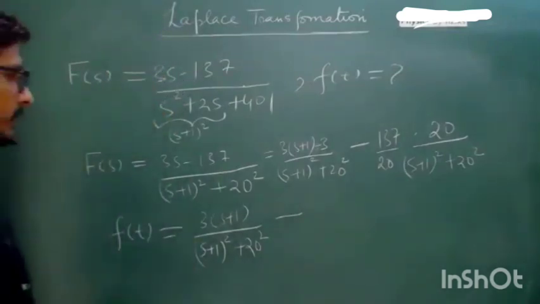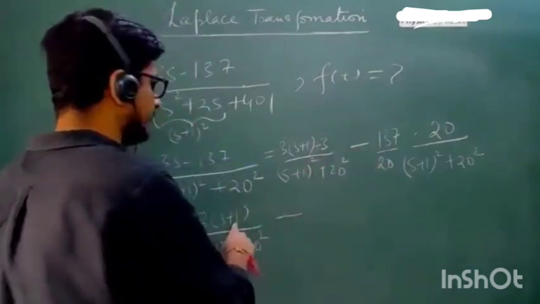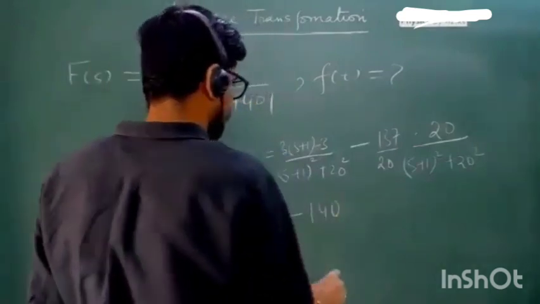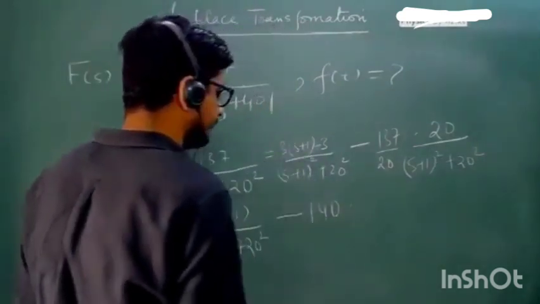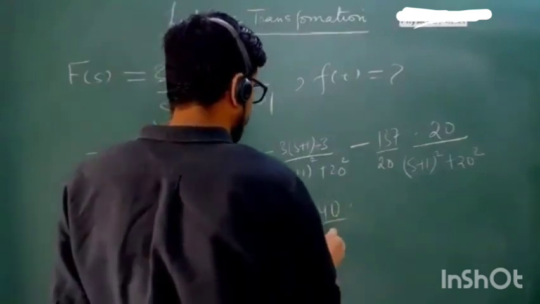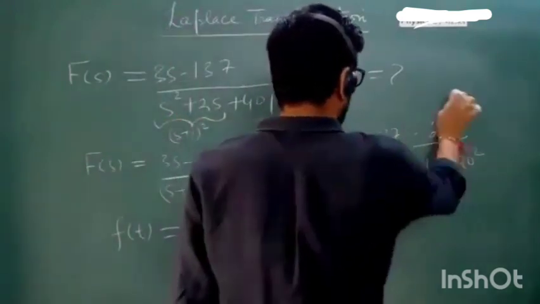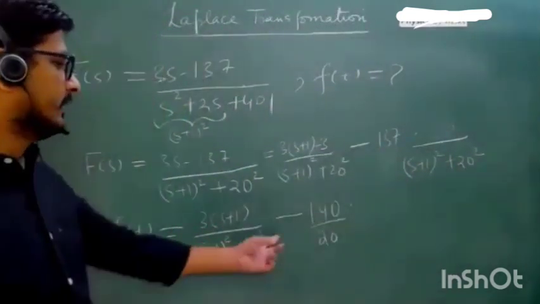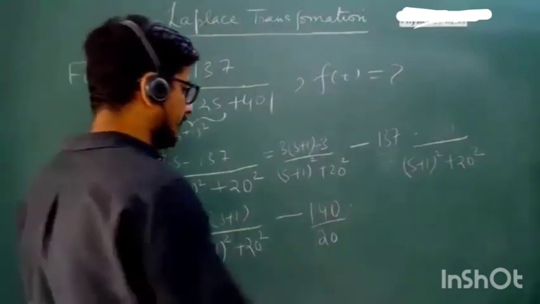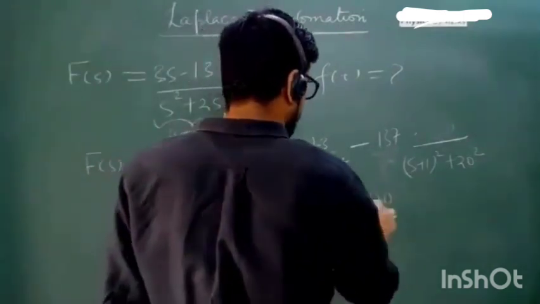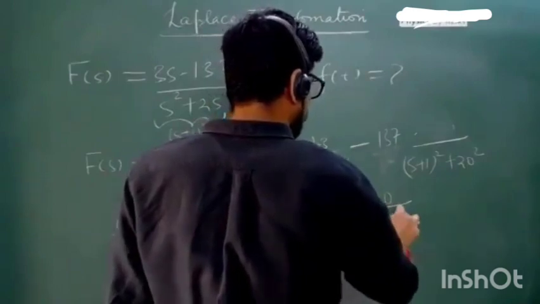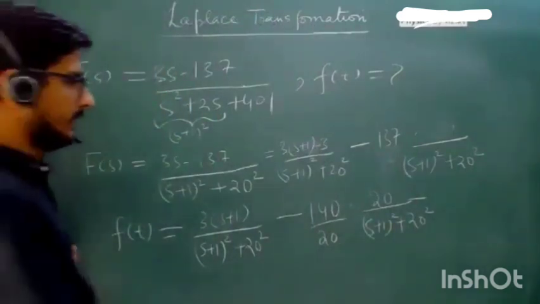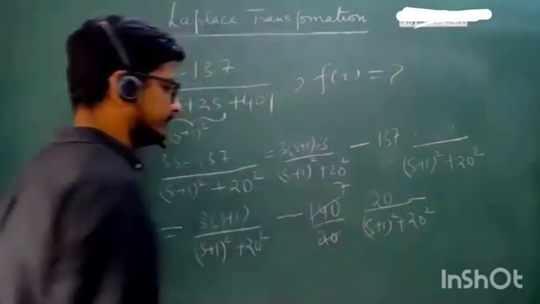And minus, it will become how much? It was minus 137, and with the 3 it becomes 140. So 140 upon s plus 1 square plus 20 square. Let me not divide by 20 right now; I will do it after this step, after taking this 3 into account. So 140 into 20 upon 20, times s plus 1 square plus 20 square. Please see this. And this will be 7.